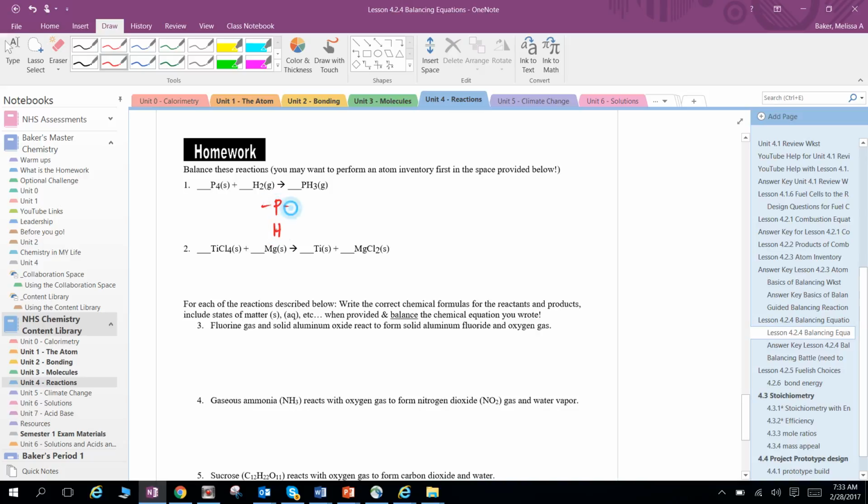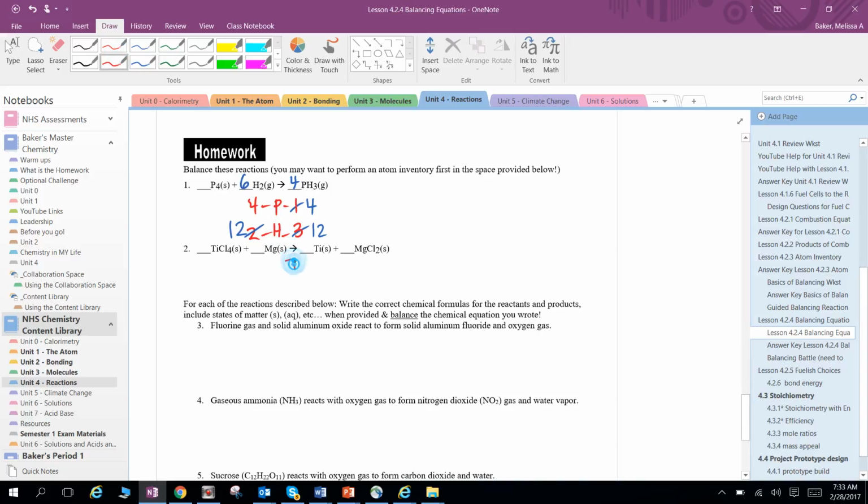We've got phosphorus atoms and hydrogen atoms. There's 4 phosphorus on the left, 1 on the right, 2 hydrogens on the left, and 3 on the right. So right away I'm going to put a 4 in front of my phosphorus, which changes my hydrogens to 12. 4 times 3 is 12. That means on the left side I'm going to need a 6 in front of my H2 in order to make everything balance out. So we are done with number 1.